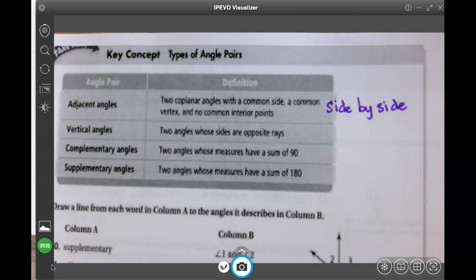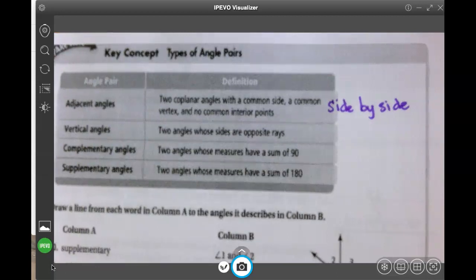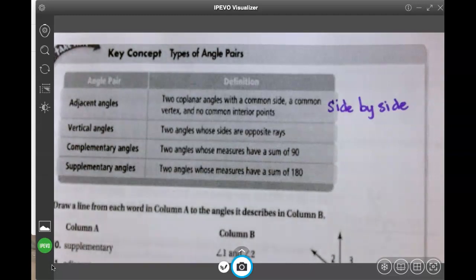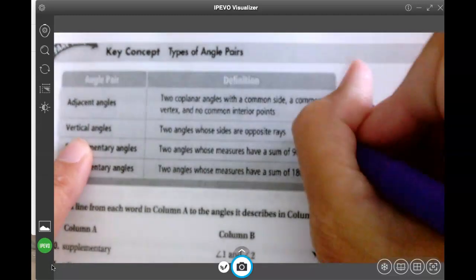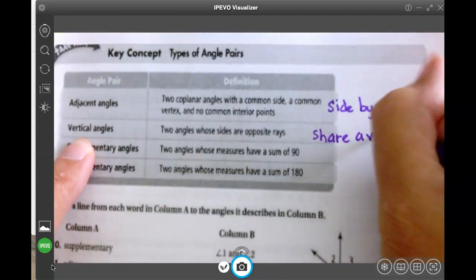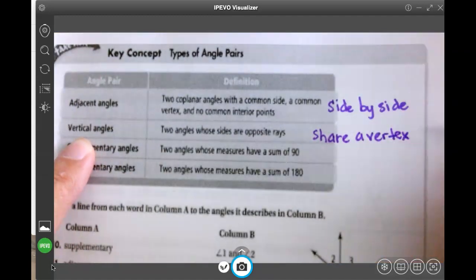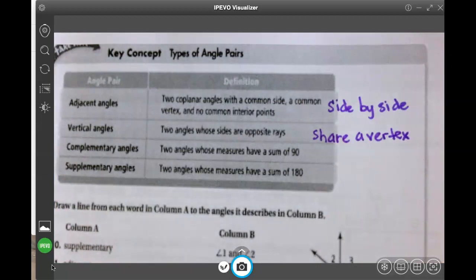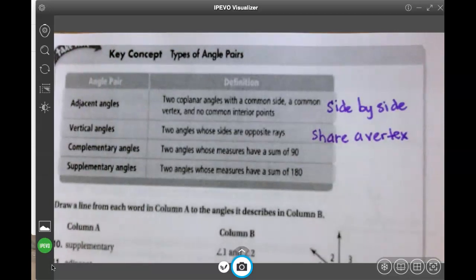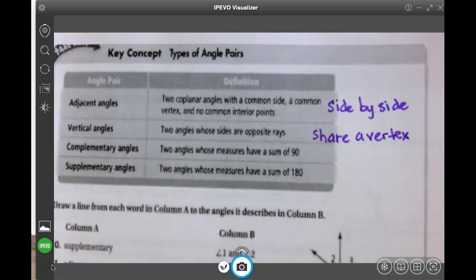Vertical angles, I always say, are across from each other and they make an X. It says two angles whose sides are opposite rays. Vertical angles share a vertex. They share a vertex, but they don't share anything else. So the only thing that they have in common is their endpoint or their middle point. Okay? So vertical angles share a vertex.